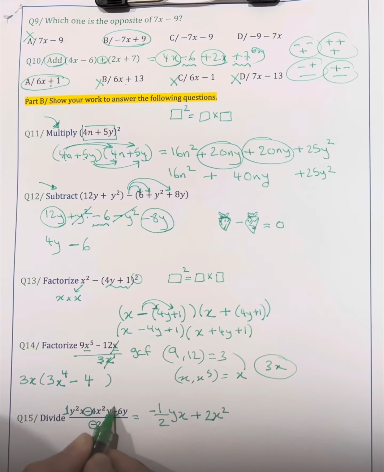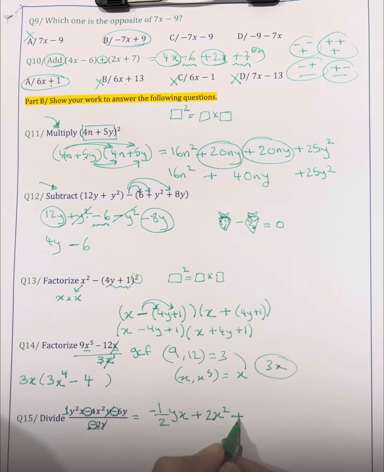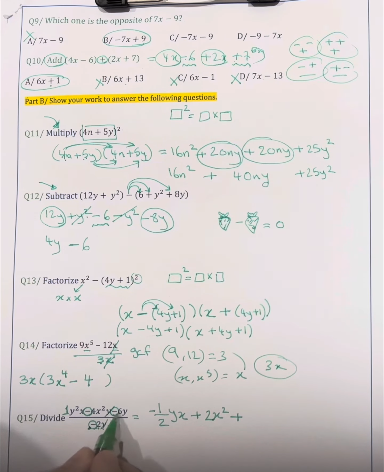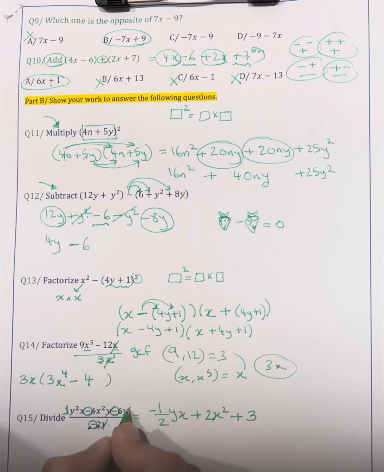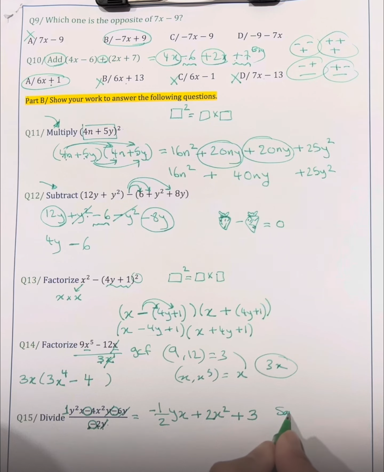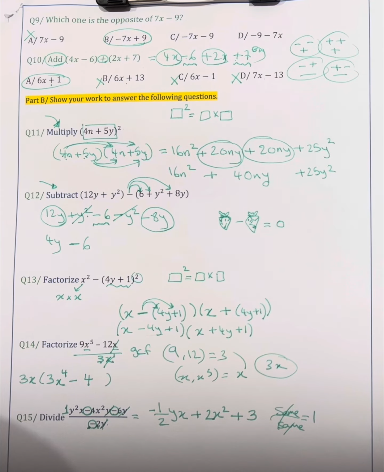Now, negative times negative or negative divided by negative, same sign, what do we get? Positive. 6 divided by 2, I get 3. Y divided by y, I get 1, and I don't write it. Remember, we always said that same over same, the answer will always be 1, except 0 over 0. We don't have this.